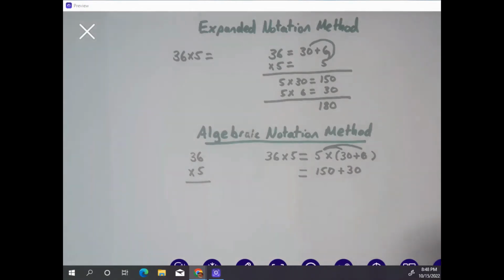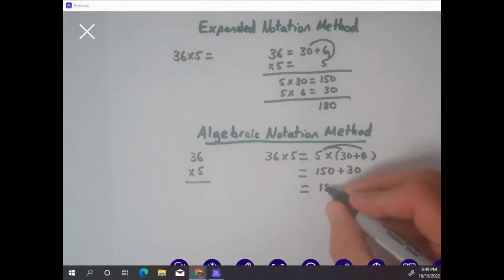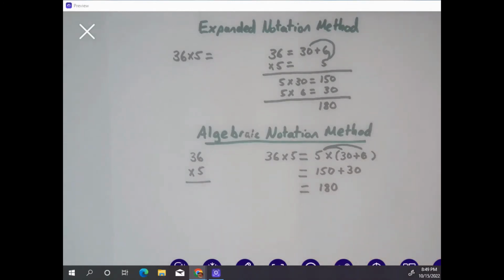Or I could make it even a little simpler. I know 150 plus 30 equals 180. And you can see it's the same answer. I wrote down maybe fewer numbers here. This is our algebraic notation method. We use our knowledge of expanded notation, and we just multiply 5 times 30 and 5 times 6. We can then make these sentences.